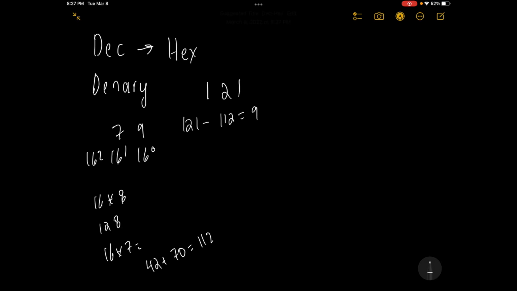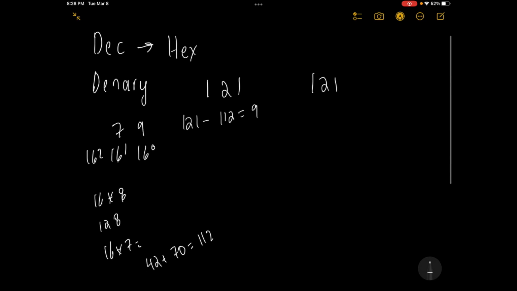I don't know if I did this right, but probably the easier way to do it would be to convert to binary first. So we have 121, and we're just going to convert this to binary. There's a reason this works, and I'll go through this. But first of all, if we're converting to binary, then we're going to say 1, 2, 4, 8, 16, 32, 64, 128. Okay. So that means that we're going to start right here with 1.